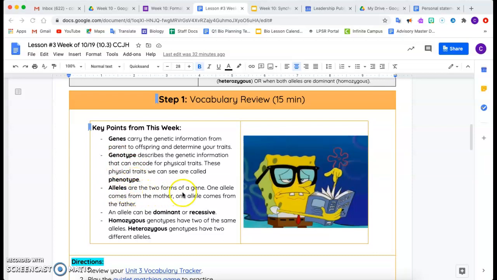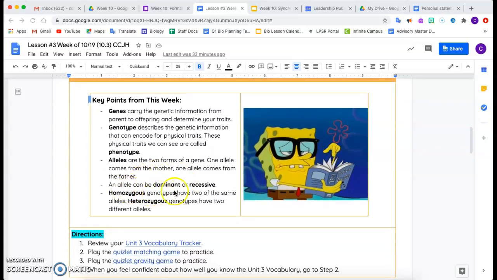Remember that alleles are the 2 forms of a gene. So one allele comes from your mom, one allele comes from your dad. That's why you have 2 alleles. So when we think about, for example, big E is one allele, little e is another allele. Alleles can be dominant or they can be recessive. So big E is dominant, little e is recessive, and we can figure that out by looking at homozygous and heterozygous genotypes. So homozygous have 2 of the same alleles, so it would be something like big E, big E, or little e, little e, and heterozygous genotypes have 2 different alleles. So heterozygous would be big E, little e.